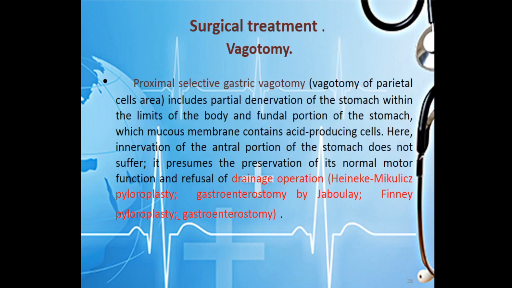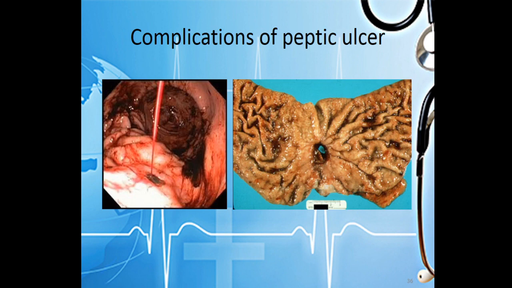I told you about these operations and I repeat them. Complications. So it was planned surgery. Now we can talk about the two main complications. They are perforation, and bleeding from the stomach or duodenum.